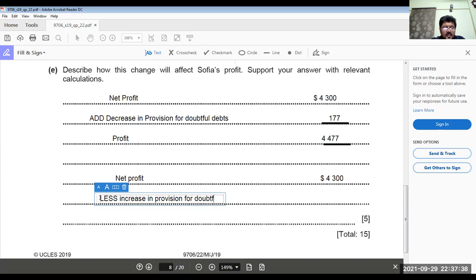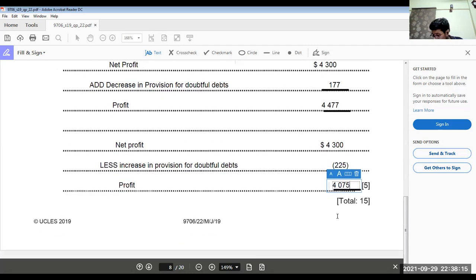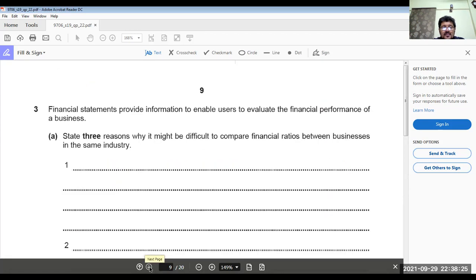So less, the doubtful debts expense is 225. So the profit is reduced to 4,075. So, how to describe this? Now, according to the new policy, the profit is decreasing. According to the old policy, the profit is increasing.